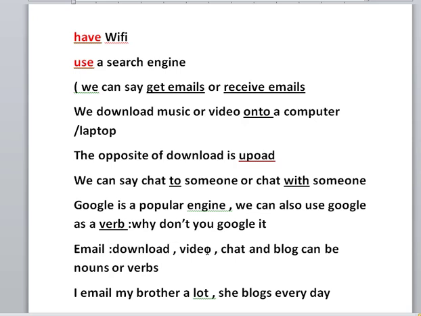Email, download, video, chat, and blog can be nouns or verbs. I email my brother a lot. She blogs every day. It's all about the internet. It's very helpful for you, and don't forget it and focus on it.